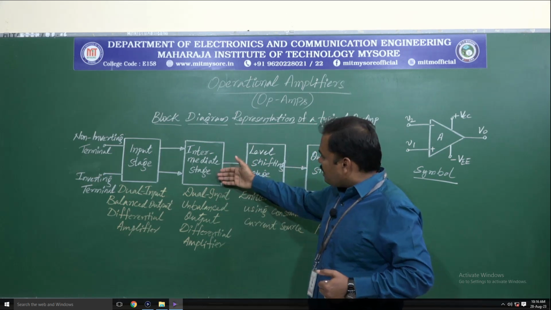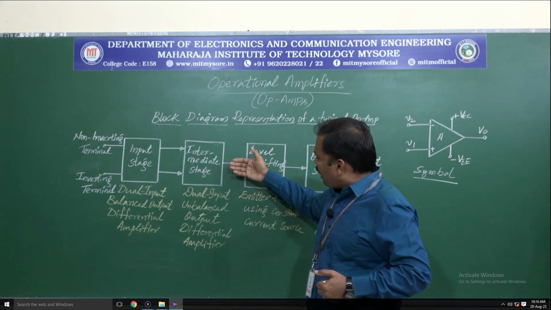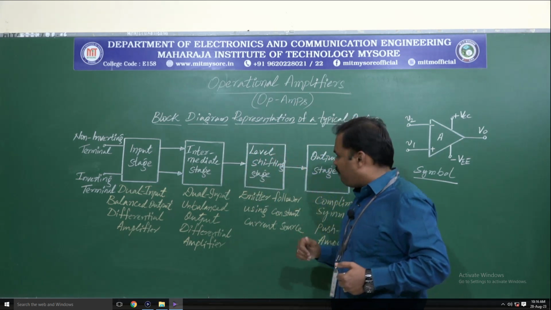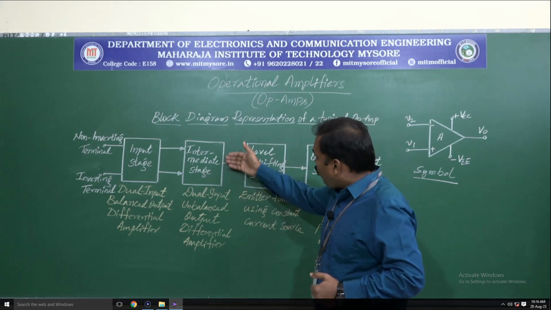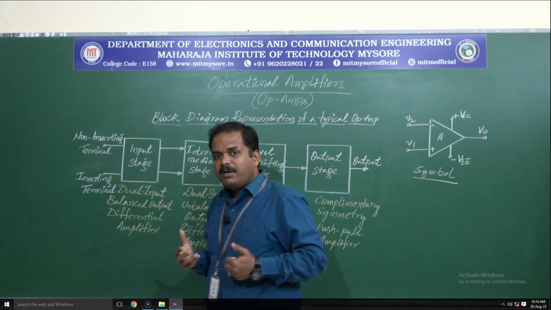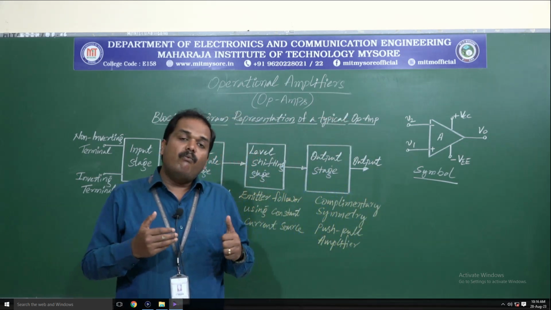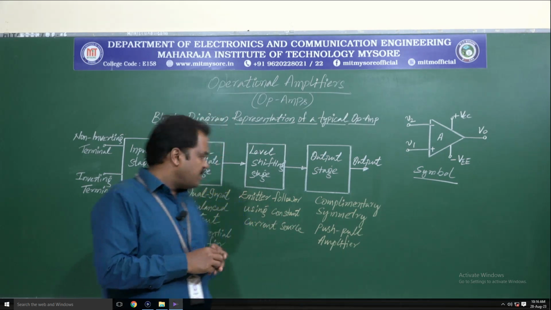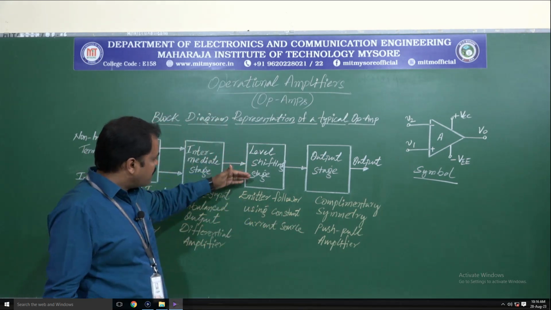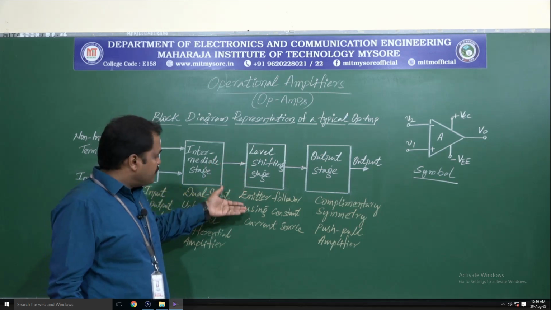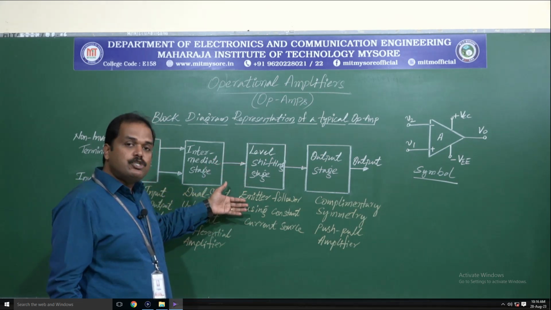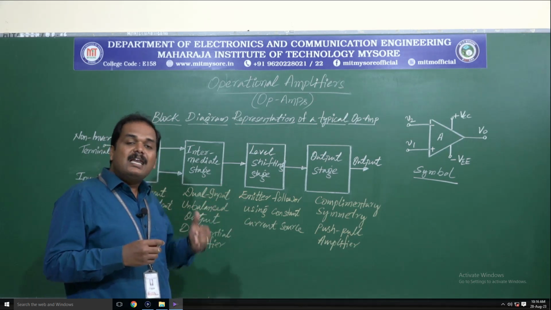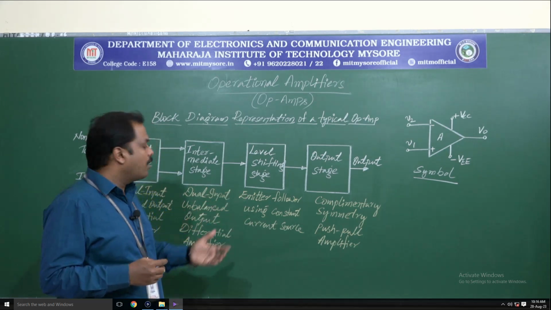The second stage provides an unbalanced single output, which is given to the level shifting stage. The output provided by the intermediate stage will be well above the ground level, and the logic levels need to be adjusted. So the level shifting stage, where we use an emitter follower stage with a constant current source, adjusts the levels with respect to ground.